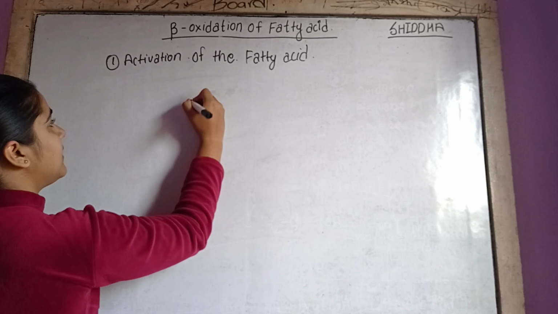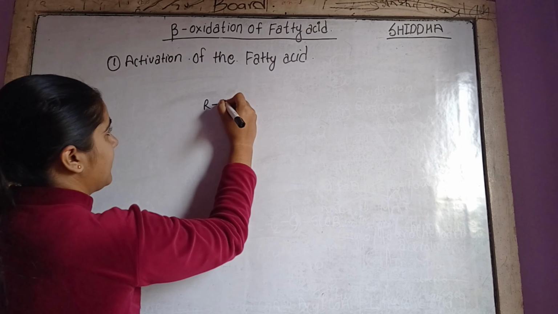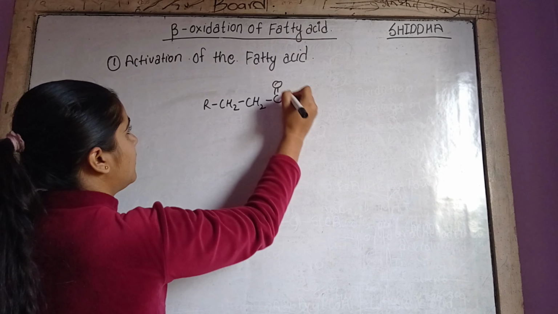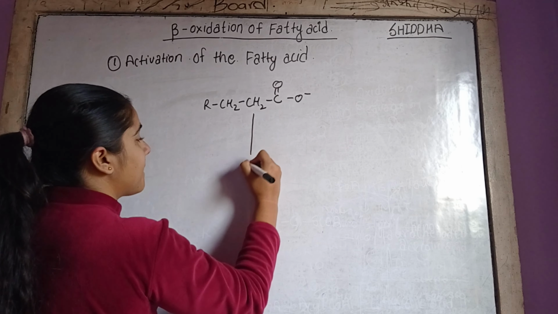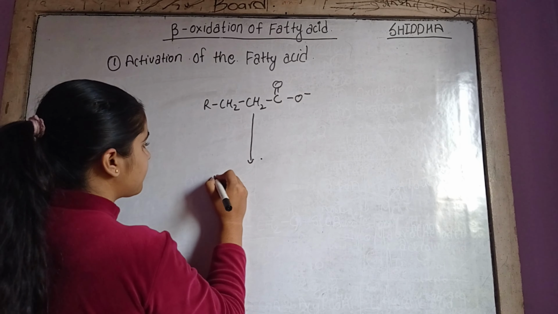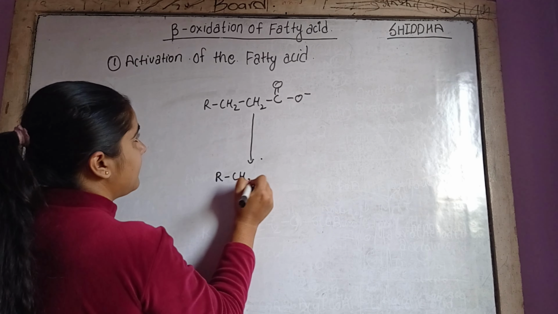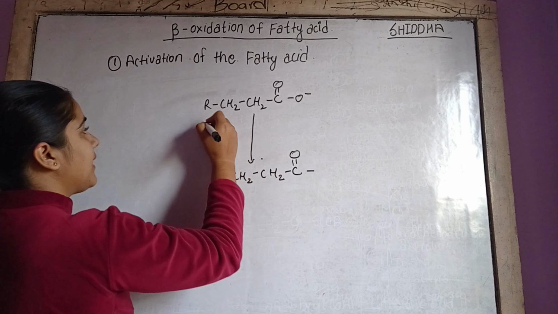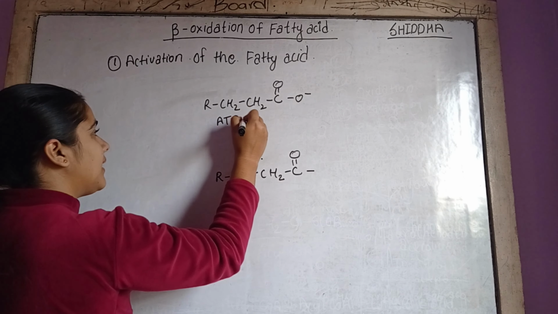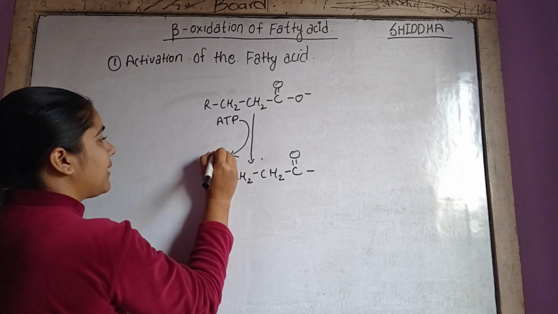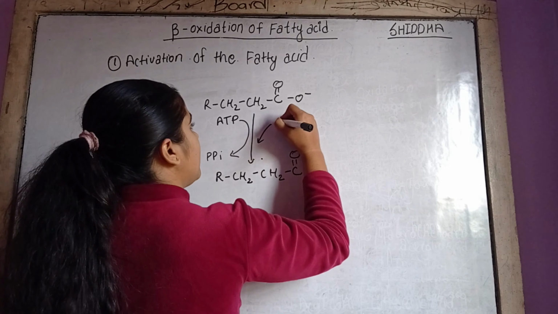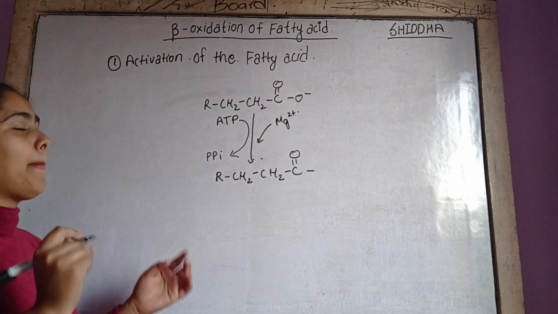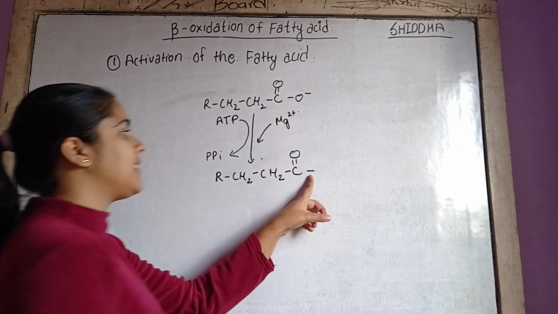So first we have our fatty acid, then utilization of ATP here, and we will get PPi. Similarly, Mg2+ is also utilized here. Then you may think, where is AMP? So AMP is added here.